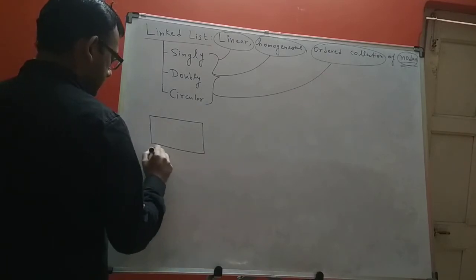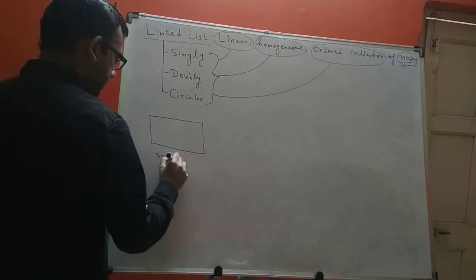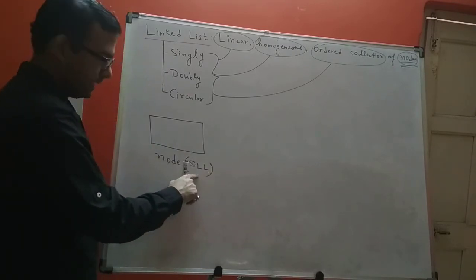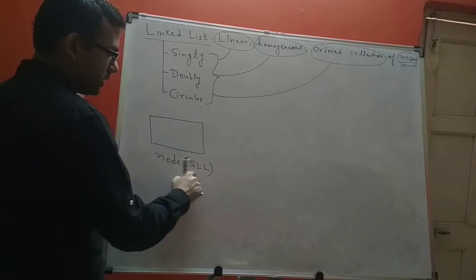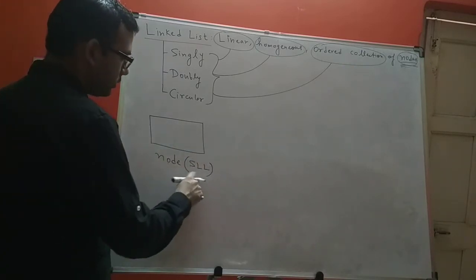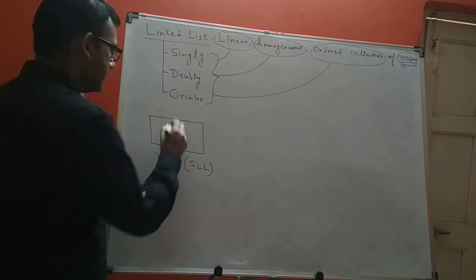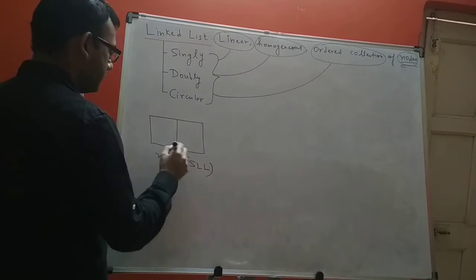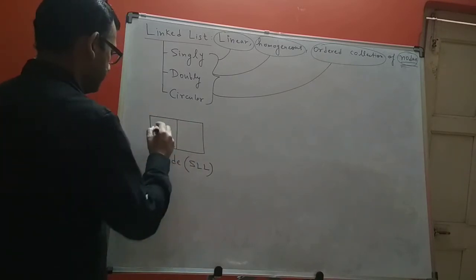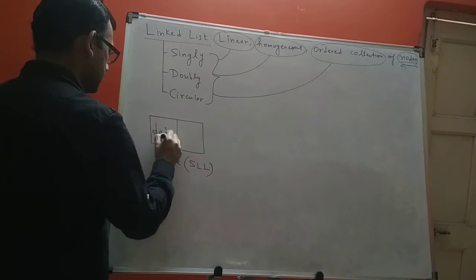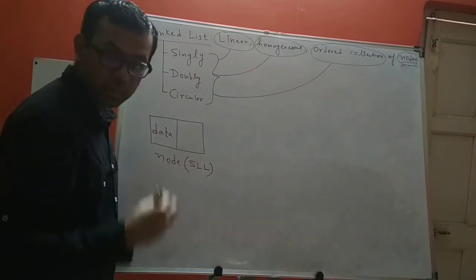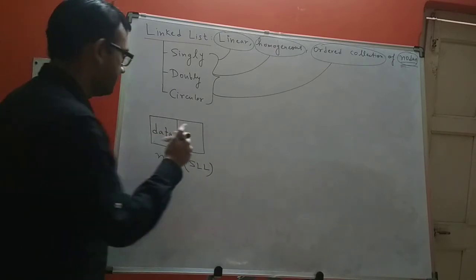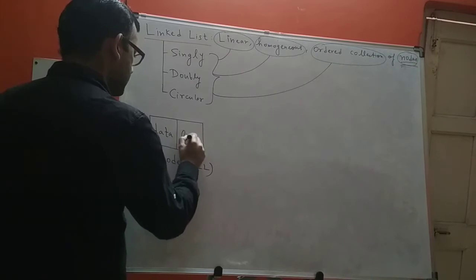This is the node format of a singly linked list. I'm writing singly linked list in short as SLL. I'll be using this notation in other videos as well, so you can make a note of this. SLL stands for singly linked list or single linked list. In every node of a singly linked list, there will be two parts. The first part is the data. The value that I'm trying to store in the linked list will go in this data part. And the next part is the link.